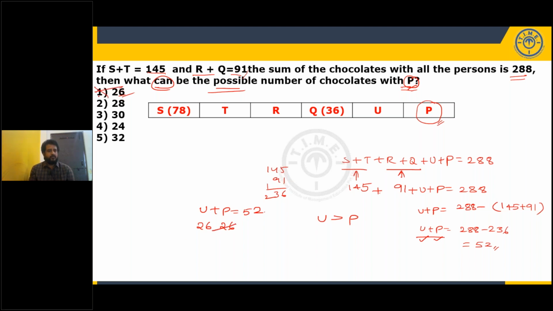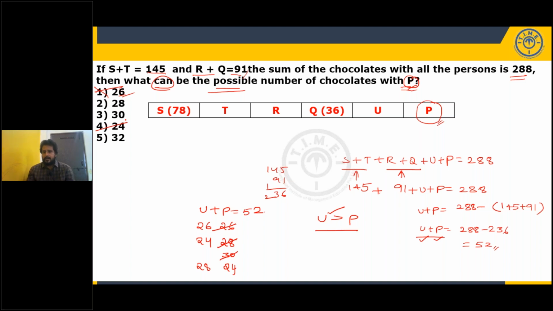So the first option is ruled out. Now the second option, P as 28. When P is 28, U will be 24, but U is greater than P, so it is not possible. Next, 30. When 28 is not possible, definitely 30 is not possible. If P is 24, U will be 28. Is U greater than P? Yes, absolutely matching. So the possible number with P will be 24. This is the one new kind of question given below this.